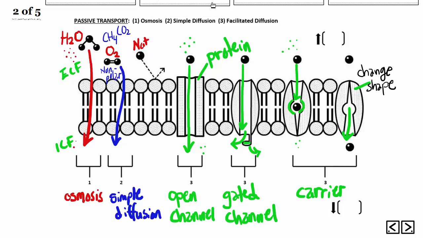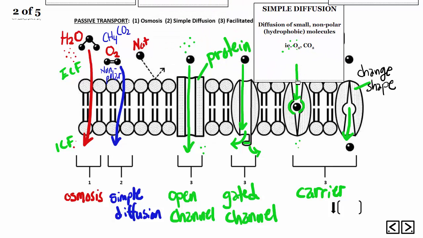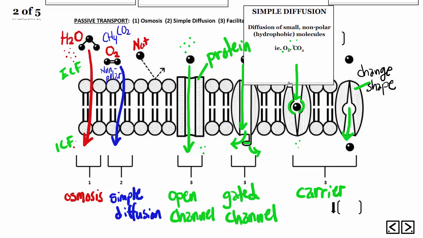So let's have a look at whatever notes I missed. Did I get that one? Yes, there's osmosis. There's this one now. Well, you can still see that one. Simple diffusion, therefore, is the diffusion of small nonpolar or hydrophobic molecules. So this was our simple diffusion here for oxygen or CO2, methane, whatever. Small nonpolar hydrophobic molecules moved by simple diffusion right through the phospholipid bilayer.